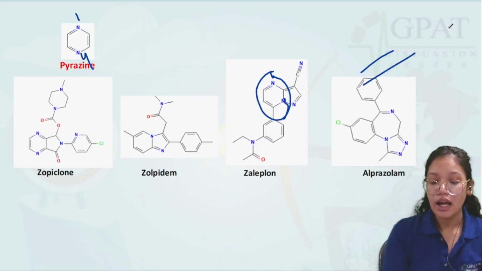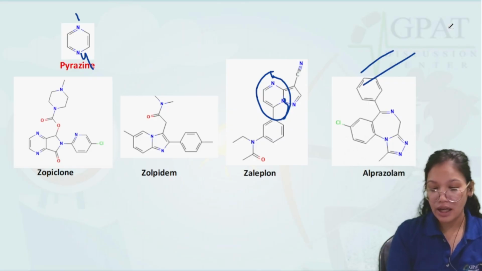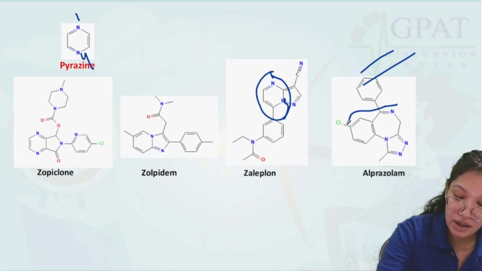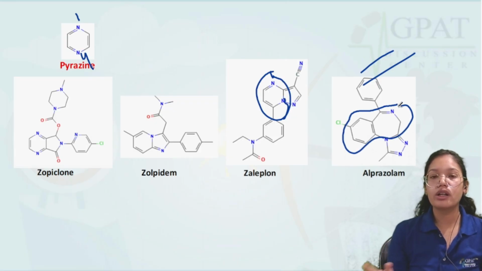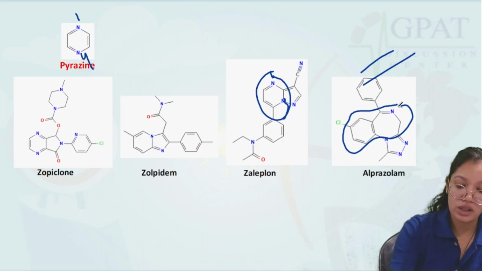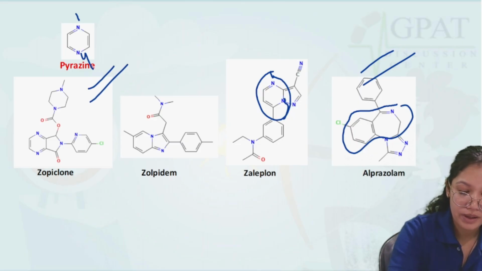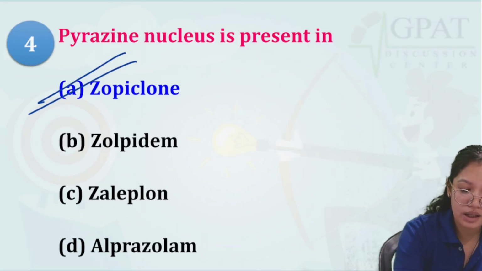Next we have alprazolam. Alprazolam contains a benzodiazepine nucleus, but it does not contain any pyrazine ring. So the answer is zopiclone. So A is the answer, that is zopiclone.